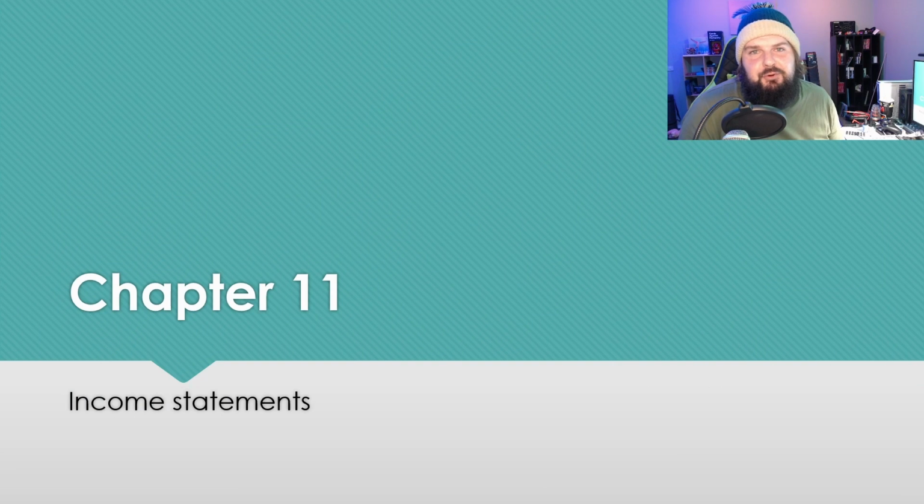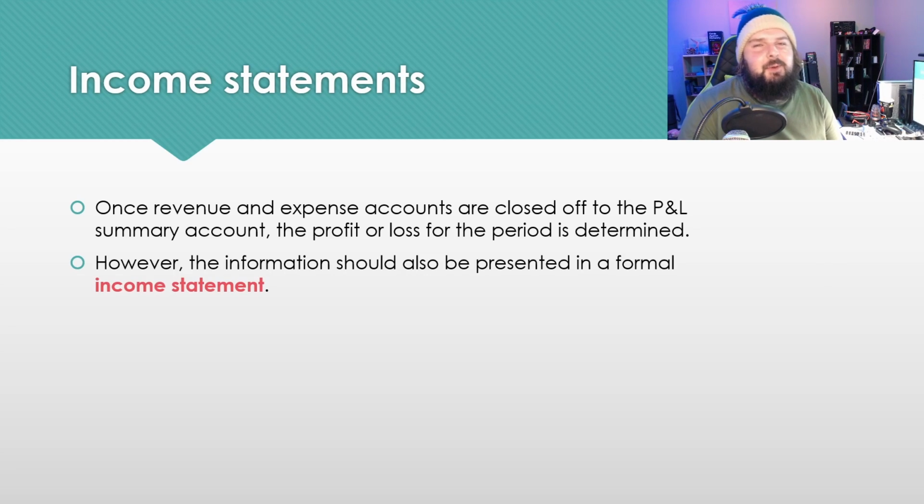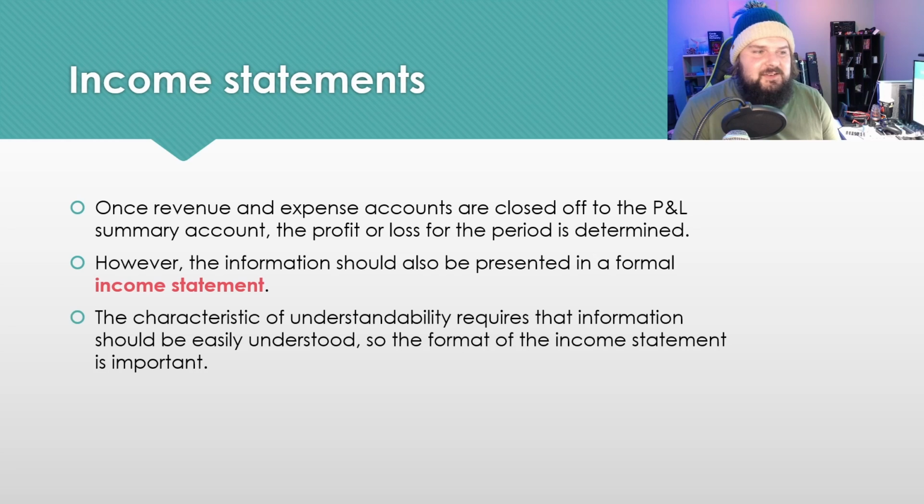So we've already looked at the process of closing off our revenue and expense accounts to the profit and loss summary account. We know that this is where we determine our profit and loss. But that's not the final step. We need to display this information formally, and that's why we have our income statement. Now, like all our reports, it needs to follow our qualitative characteristics of reports. So it needs to be understandable, it needs to have information that can be easily understood, and it needs to be in a consistent format.